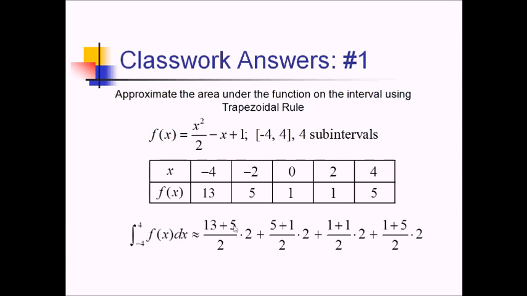Simplifying all this, we've got all these 2's canceling, so this is going to be 18 plus 6 plus 2 plus 6. That's going to be 24, 26, 32.